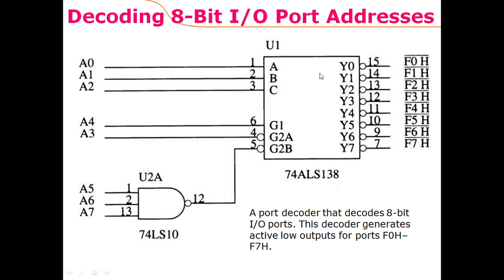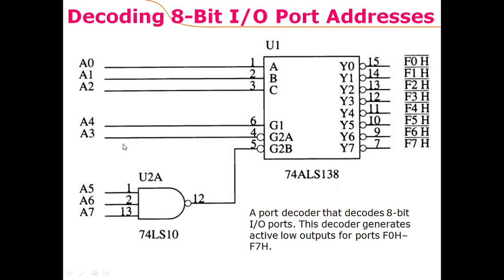To enable this decoder, G2B and G2A must be 0, while G1 must be 1, otherwise this decoder will be disabled. So to enable this decoder, we need 0 here, we need 0 here. To get 0 here, A5, A6, A7 must be 1, so that we get 0 here. And to get 1 here, A4 must be 1. And to get 0 here, A3 must be 0.